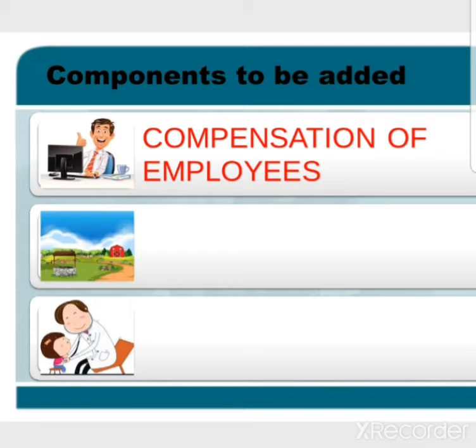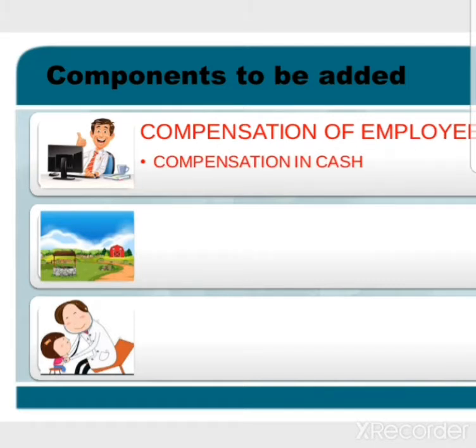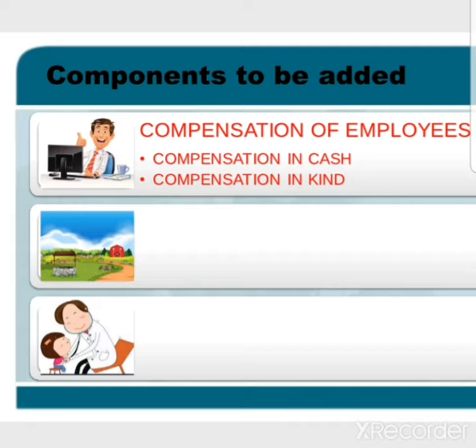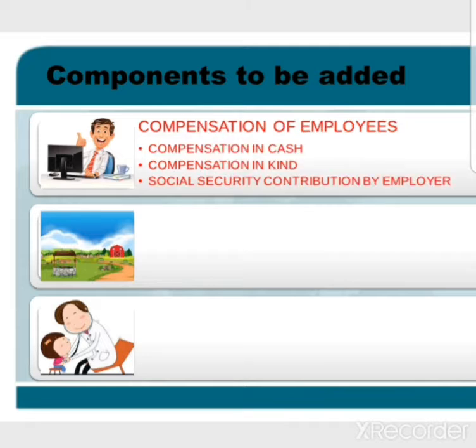The first and foremost component is compensation of employees. Compensation of employees is basically the income earned by the factor of production labor for rendering the productive services. Or in simple words, it is the income earned from work in the form of cash, in the form of kind, or in the form of social security contribution made by the employer for employees. For example, provident fund deposited by the employer in the employee's account.